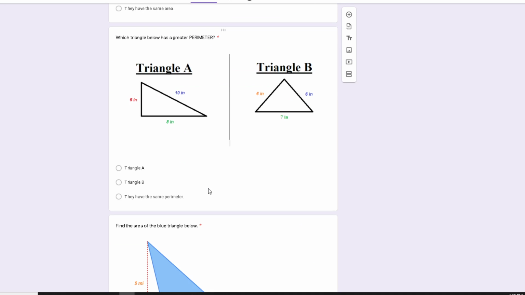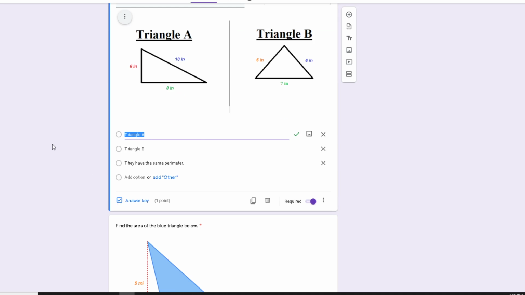Okay, so which triangle below has the greater perimeter? You guys did really well with this. This is just a matter of addition. 6 plus 10 is 16, plus 8 is 24. So triangle A has a perimeter of 24 inches. Triangle B, 6 plus 6 is 12, plus 7 is 19. So the perimeter of triangle A is 24 inches. The perimeter of triangle B is 19 inches. So triangle A has to have the bigger perimeter.